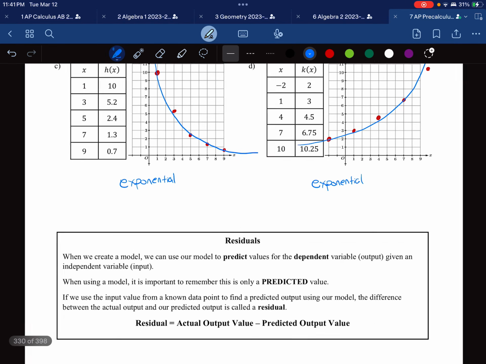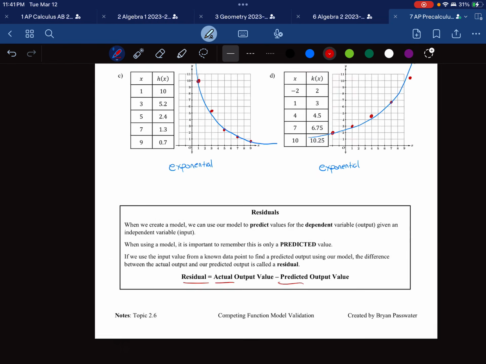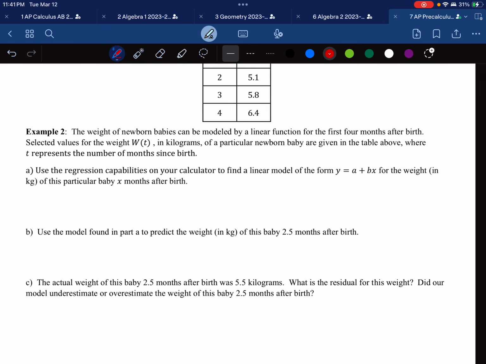All right, so an important formula about residuals. Generally speaking, if you're trying to find the residual, it's the actual minus the predicted. That's it. It can be used to do a few things, and I'm going to talk about those in a sec. So let's read Example 2.